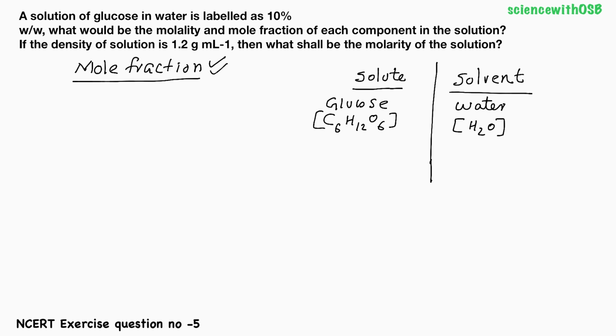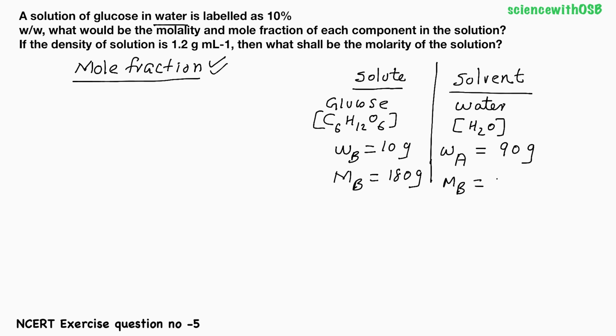Mole fraction. See, during the calculation of molality, we already have some values, right? Which are the mass of the solute, that is glucose, 10 gram. Molar mass, we already found it, 180 gram. Mass of the solvent. What is solvent? Here water, right? We already found it, 90 gram. Molar mass of water is what? H2O. Hydrogen 1 into 2 plus oxygen 16. All of you know it, right? 18 gram. Molar mass is 18 gram.